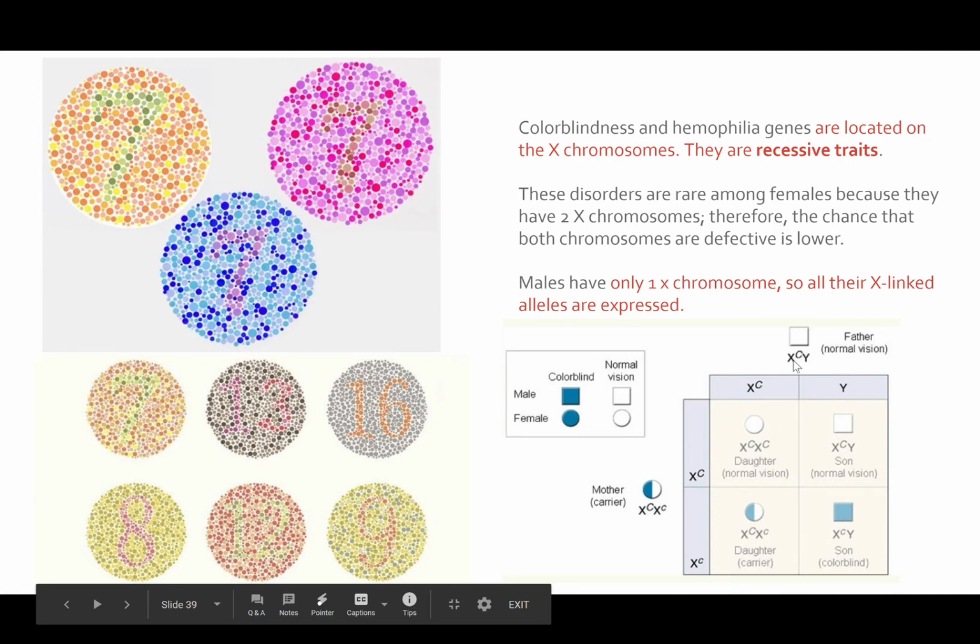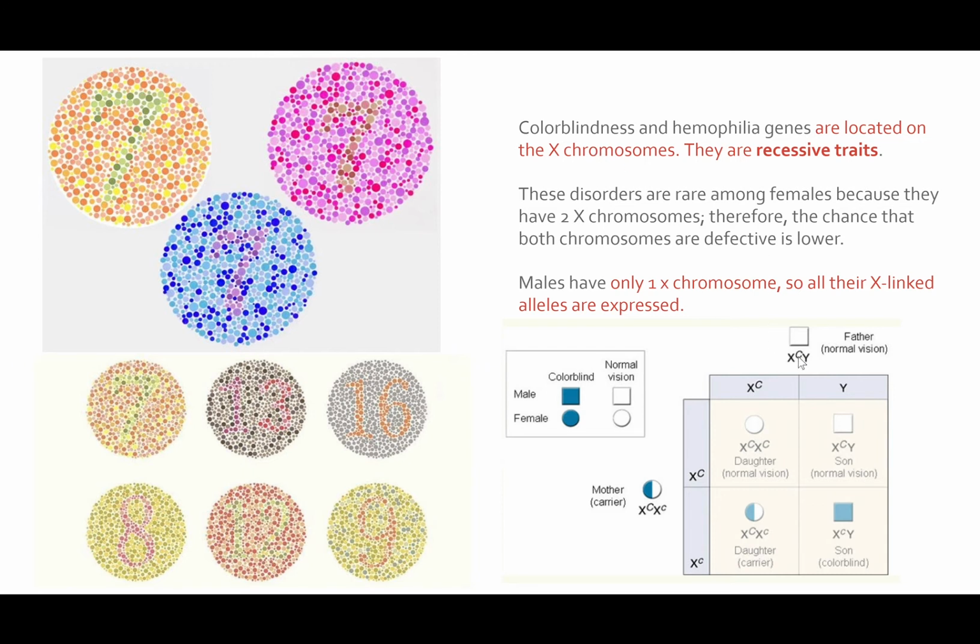The father only has the one X chromosome, right? Color blindness is represented with that c on the X, and he's got normal vision. So he's got one copy of the normal allele, the big C.